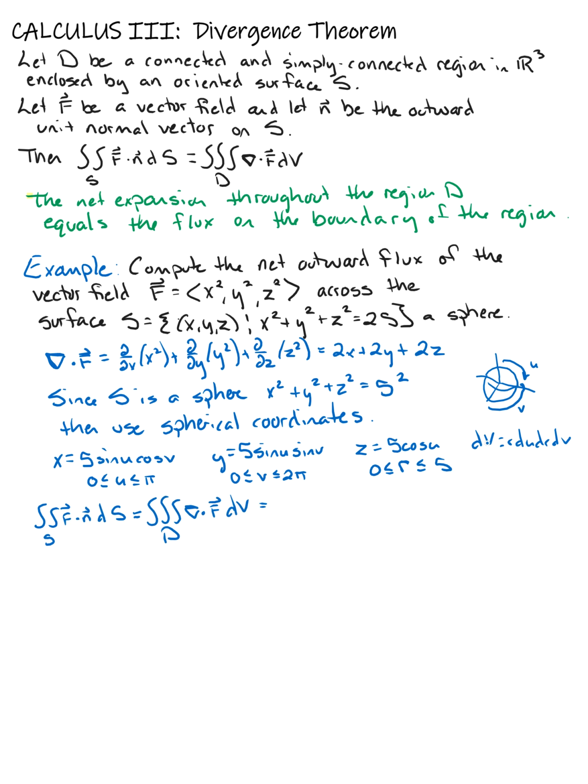All right, so this would be the triple integral over our region D of 2x plus 2y plus 2z dV. So again, notice that del dotted with F is 2x plus 2y plus 2z.